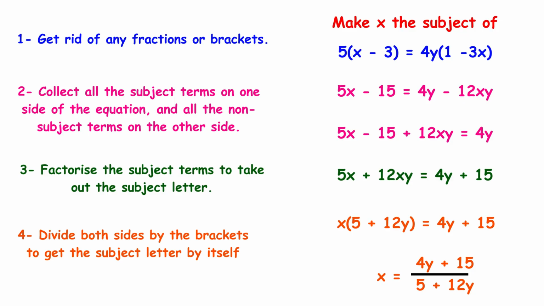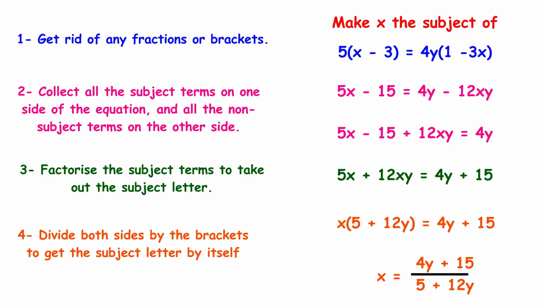Then a non-subject term is just any term that doesn't have the subject letter in it, so the 15 and the 4y. So really we want the 5x and 12xy on one side of the equation and the 15 and 4y on the other side. It doesn't matter which side is which though, so let's just go with the subject terms on the left and non-subject terms on the right, which will involve moving the 12xy term to the left side and the 15 to the right side.